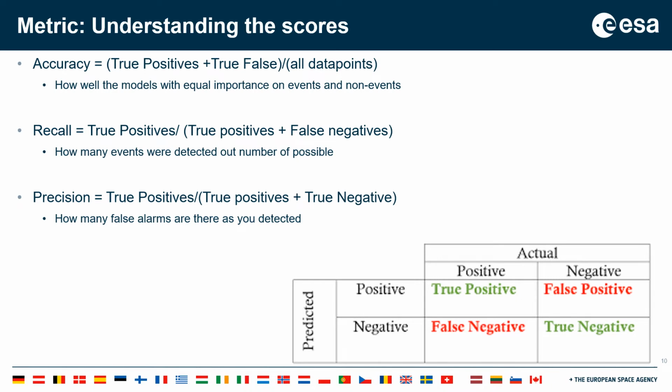Recall is how many events were detected out of the number of possible, while precision is how many false alarms there are as you use the model. And we argue in this case that recall is more important than precision, but both are important in themselves, as with recall you want to detect as many events as possible, but false alarms are not that dangerous in this case.